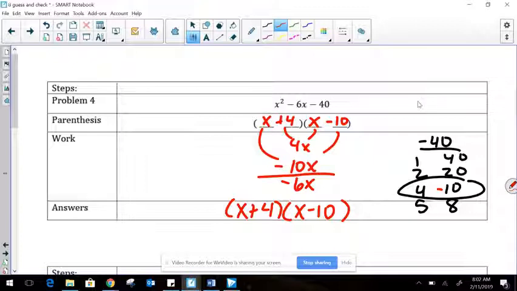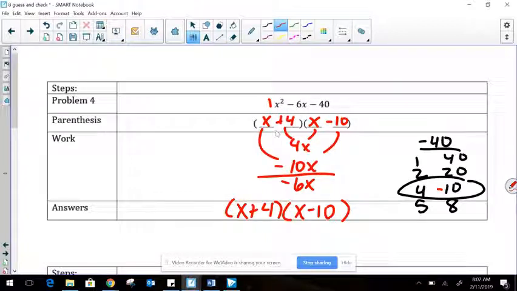Okay, so just kind of a summary of what's going on here. This guess and check method we are doing today, if you notice, all of these problems have an invisible 1 in front of the x squared. That makes the guess and check method really easy for these problems. Eventually, though, this will not be a 1.